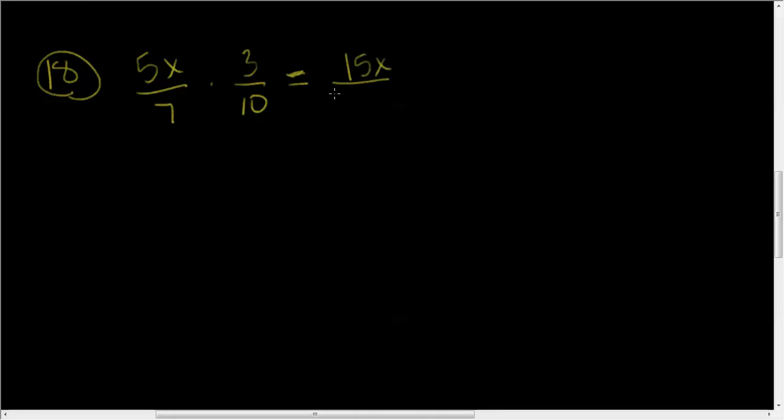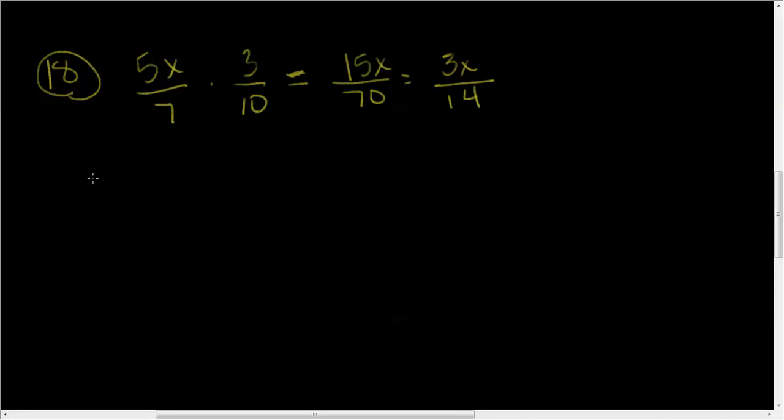And let's see, does that reduce? 5 would go into both. 5 goes into 15 3 times, and there's still an x. And 5 goes into 70 14 times. And that's my final answer. Let me do one more, and then I'm going to let you guys work on it some more.